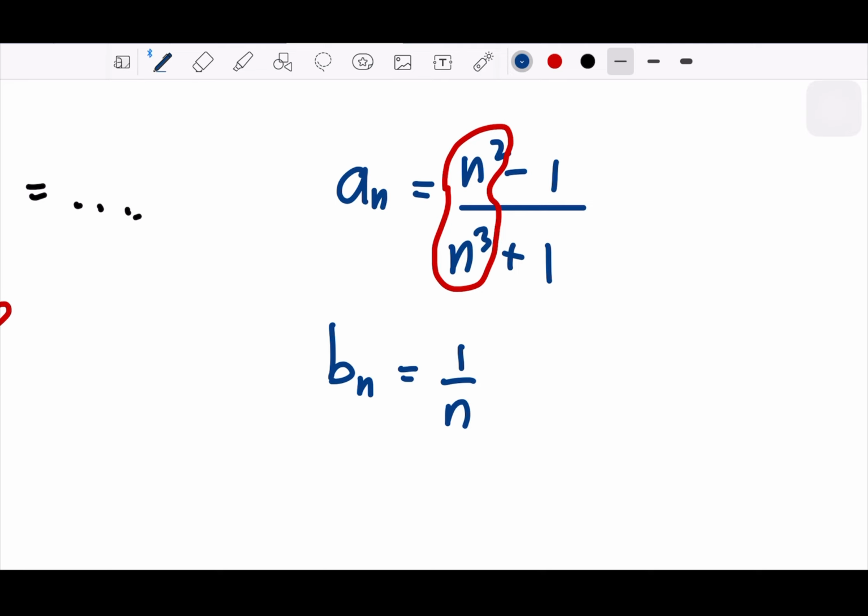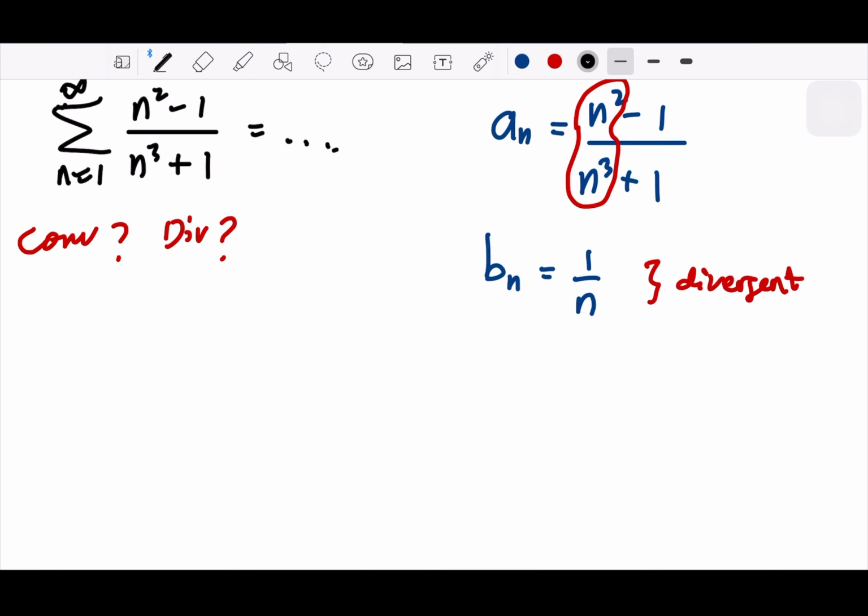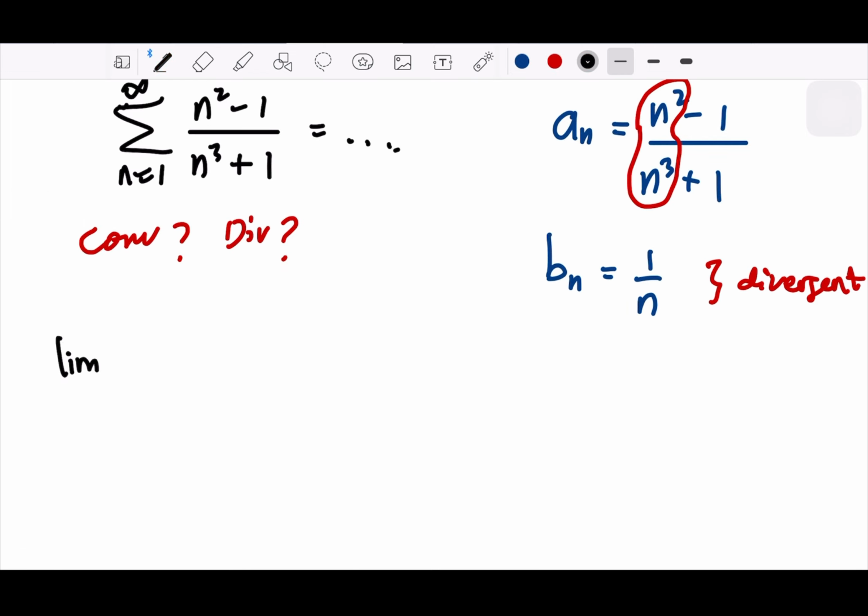We can go the limit comparison because we know that this by itself is a divergent series, right? It's the harmonic series, it's divergent. And then what we are going to do is we can check the limit comparison test. So limit as n going to infinity, and check an divided by bn. So we'll have n squared minus 1 over n cubed plus 1, and this divided by 1 over n, so it should be multiplied by n.